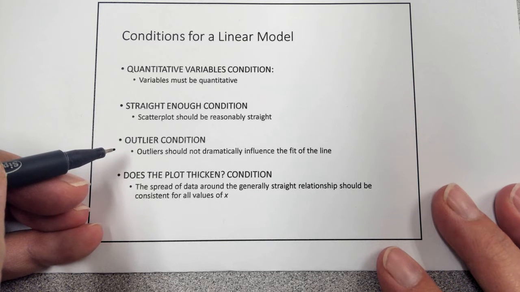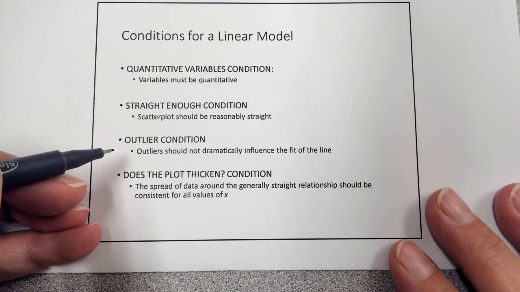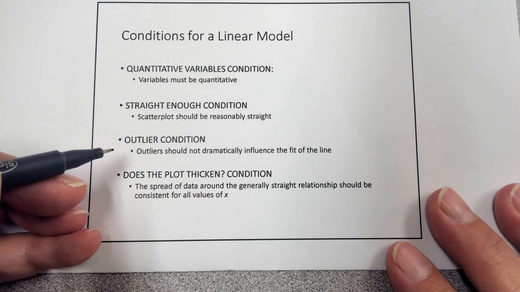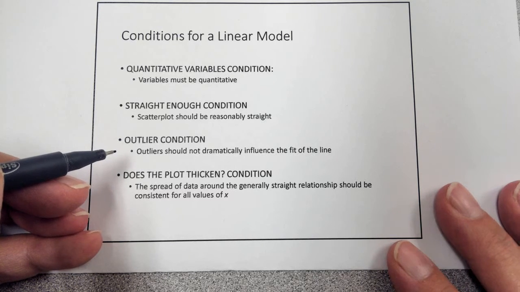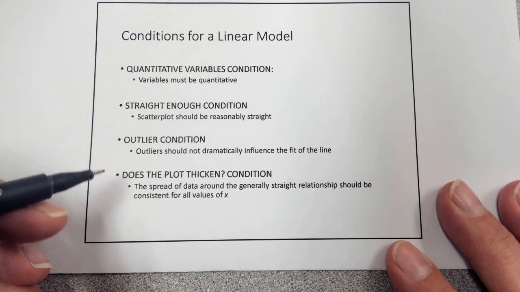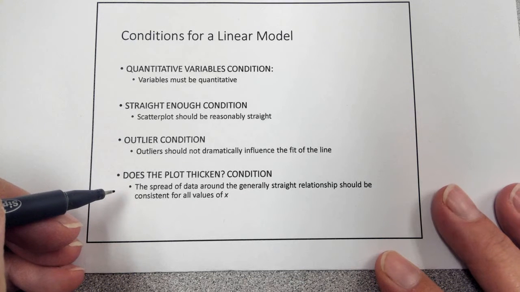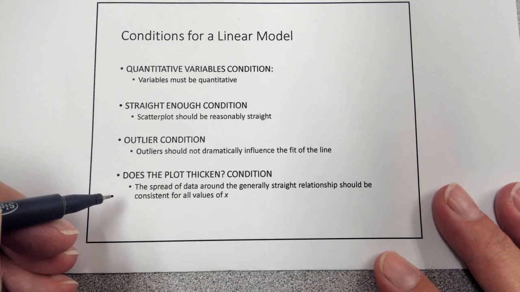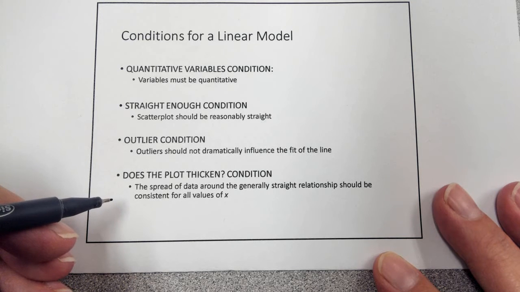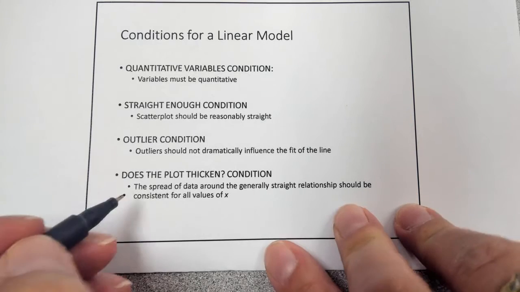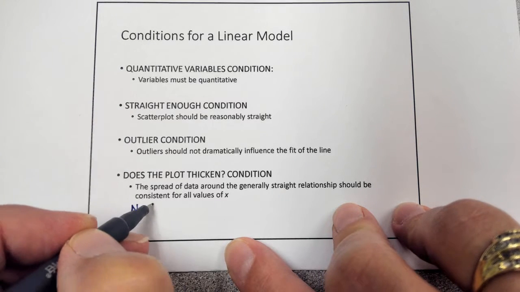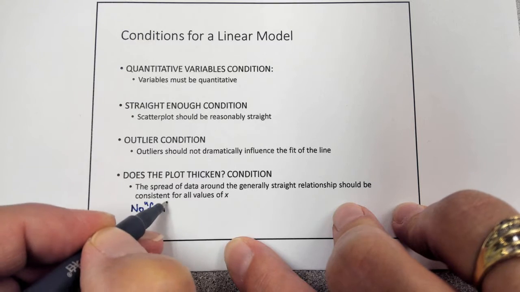If you have outliers that could influence the fit of the line, that's a problem. It's going to throw your model off. So to get a good model, you're either going to have to lose the outliers, like get rid of them altogether, or decide to not do the analysis with the model after all. And last but not least, this is kind of a new idea, is called the plot thickens condition. The spread of the data from left to right needs to stay fairly consistent. So another way to say this is we want no fan shapes.